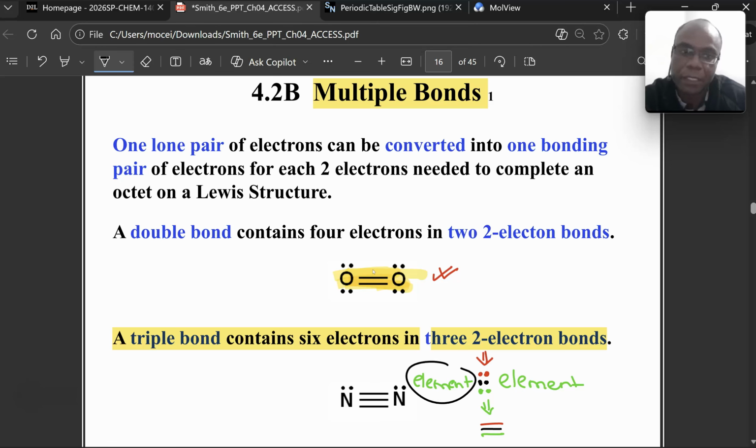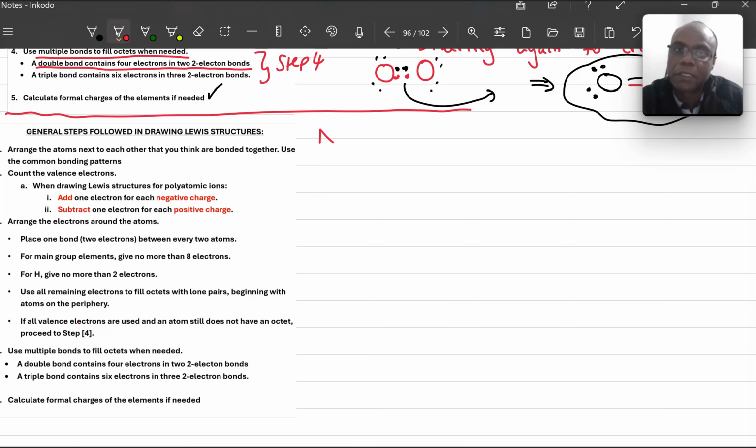So in our case, our element is nitrogen and nitrogen. So let's try and draw the Lewis structure of nitrogen gas, N2. So let us draw the Lewis structure of nitrogen gas. We're still going to follow the same process. Step number 1, we'll arrange the atoms next to each other, but in a way of symmetry. Again, it's just 2 elements, so it will be linear. Step number 2, we need to find the total valence electrons.